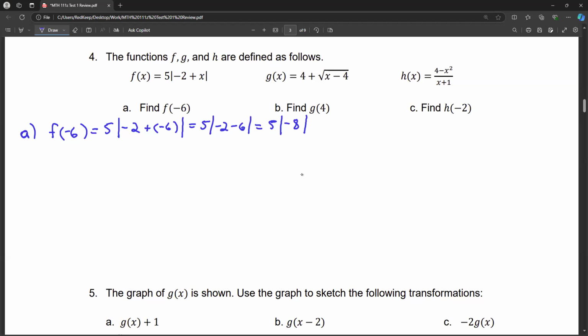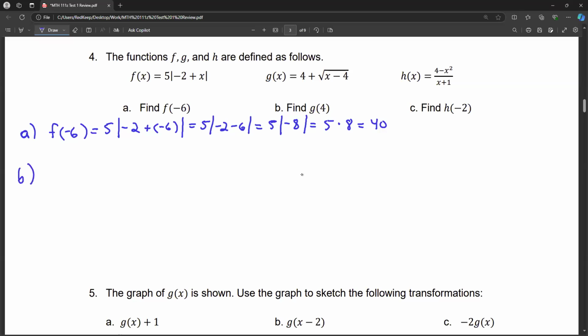Okay, so -8, the absolute value of that is just equal to +8. So we can go ahead and get rid of the absolute value bars if we want. And I'm just going to use a multiplication dot symbol here to indicate multiplication between these two objects, 5 and 8. And you might remember this, 5 times 8 is equal to 40. We can check it with our calculator if we prefer. But that would be the answer. That's what f of -6 is equal to for part A.